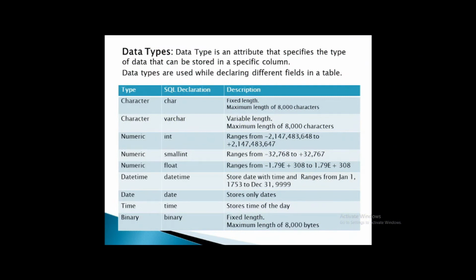Okay, so now let's understand different data types in a database. If you are going to define a table, if you want to create a table, then you have to define the different columns which are going to be there in the table. And how do we define these columns? We need to declare the column.